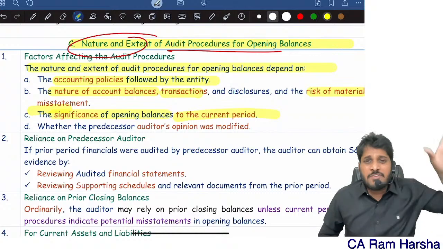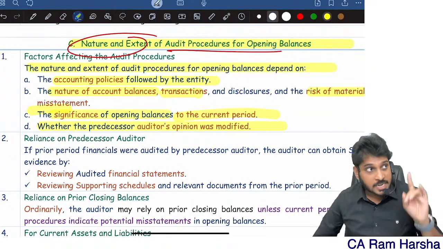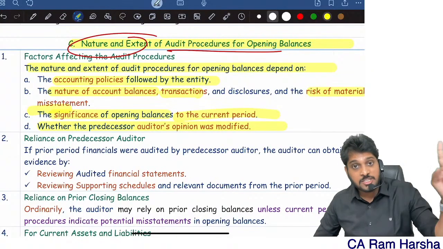So we just briefly verify whether the predecessor auditor's opinion was modified. One more important thing: if last year's auditor gave a modified opinion, then opening balances might play a very major role in the current year.